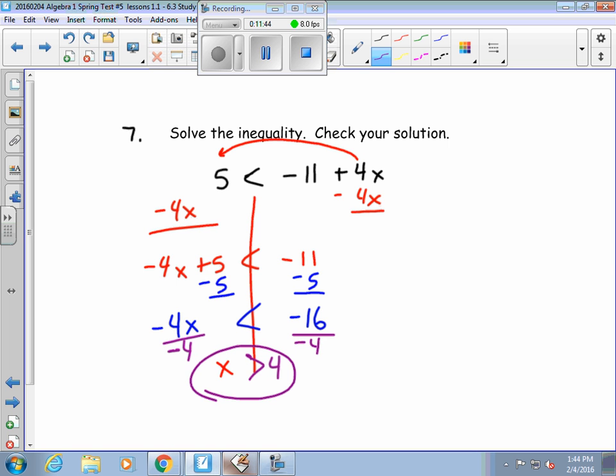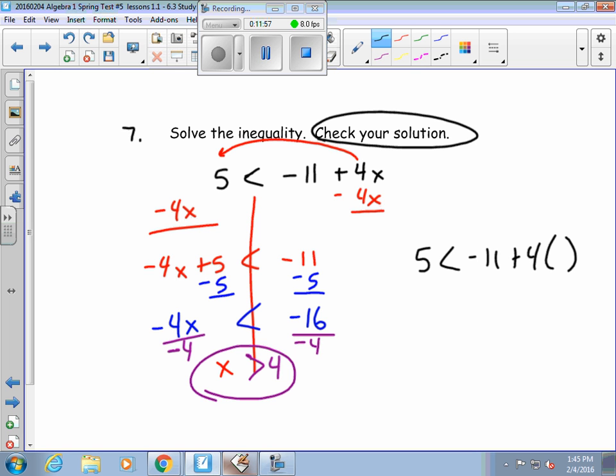Where it says to check your solution here, plug in a number that's greater than 4 and see if you get a true statement. So the original inequality says 5 is less than negative 11 plus 4 times x. That x value we'll plug in is any number that's greater than 4. So let's say the number 5. 4 times 5 is 20. Negative 11 plus 20. 5 is less than that. So negative 11 plus 20, when we put those two together, is the number 9. 5 is less than 9. That's a true statement. Notice the big mouth is eating the bigger number.